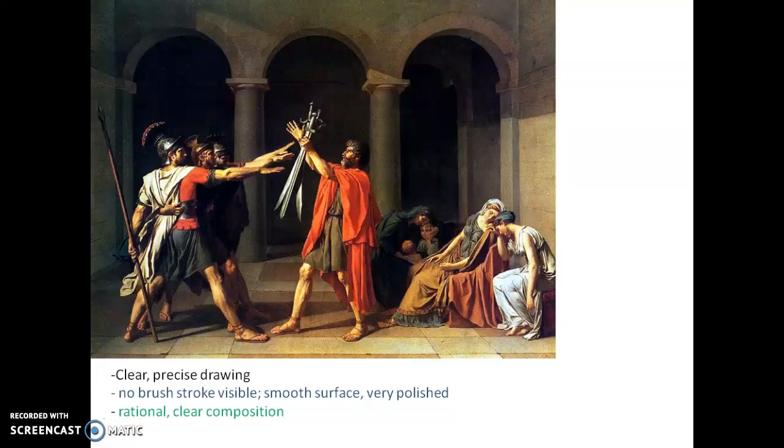Okay, you may also notice that the composition is very precise and clear. In this case, the background, which refers to ancient Roman architecture, is divided in three. The background is pretty simple, so your eye is clearly focused on the scene in the foreground. So the whole composition is very rational.